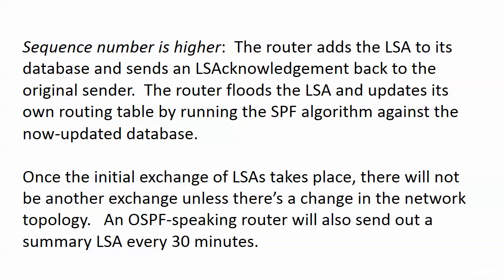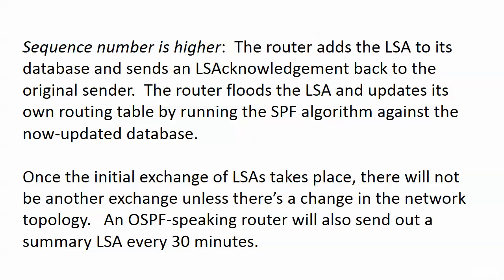Now, should the sequence number be higher, that's what the router is actually looking for before it overwrites its own information. So at that point, the router adds the LSA to its database and sends what we call an LSA ACK, LSA acknowledgement of course, back to the original sender. The router will then flood that LSA and update its own routing table by running the SPF algorithm against the now updated database. So there's a lot going on behind the scenes with our routing table in OSPF that we simply do not see with RIP and EIGRP.